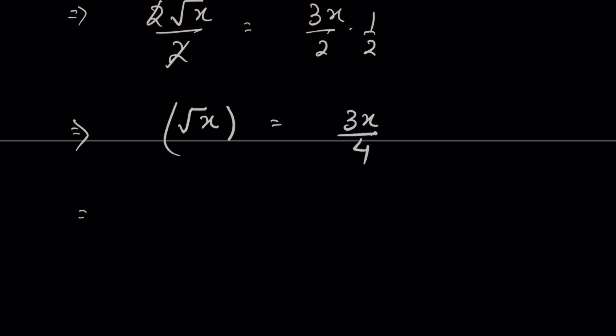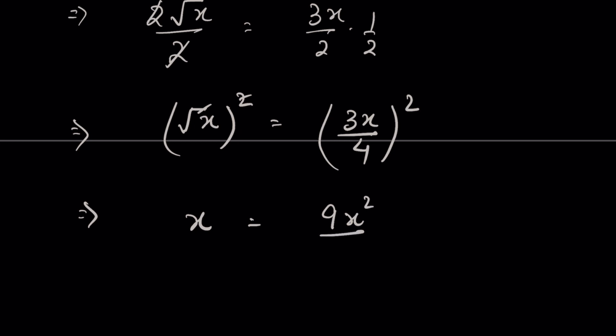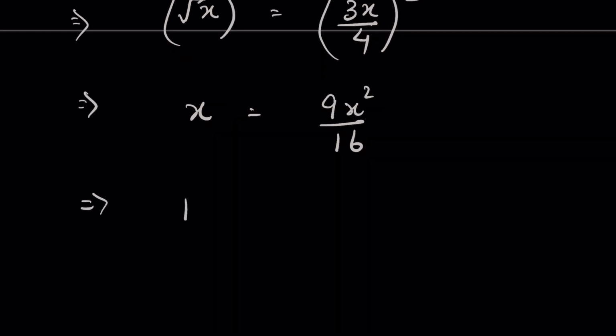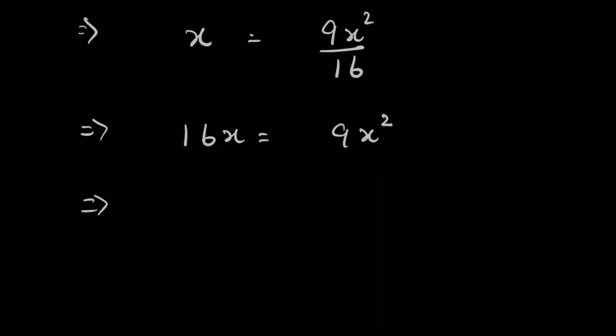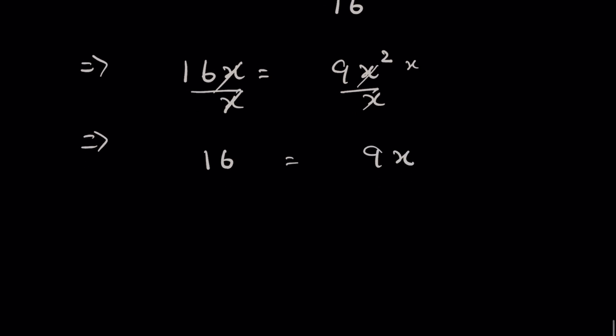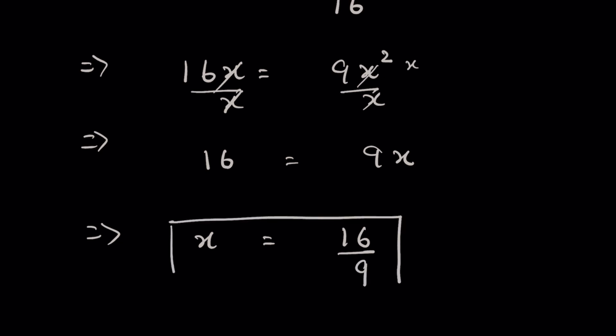Now let's square both the sides. So remove square root with the square. So x is equal to 9x square upon 16. We cross multiply. So 16x is equal to 9x square, or divide both the sides by x. So x gets cancelled. 16 equals 9x, or x is equal to 16 upon 9. So this is the value of x.